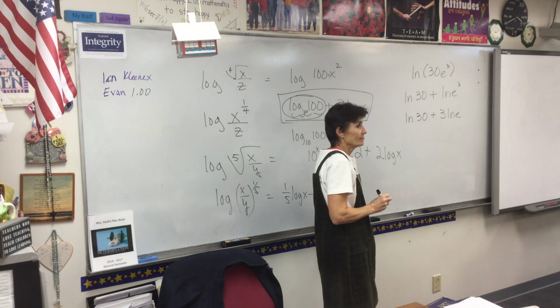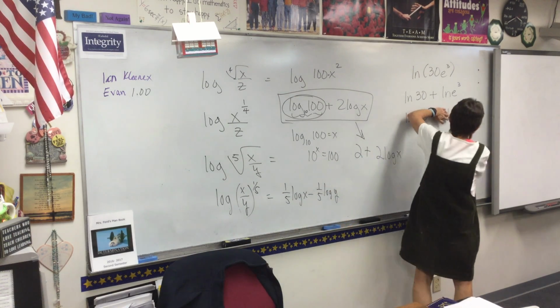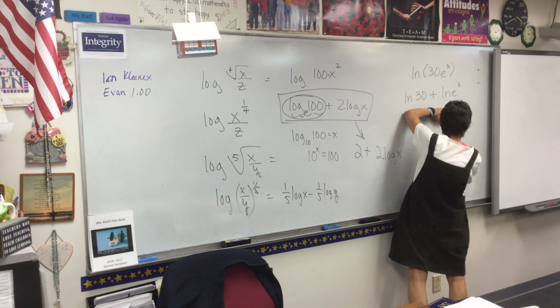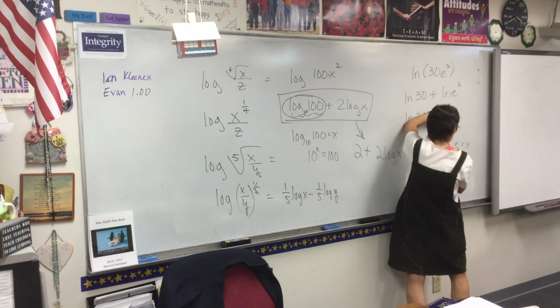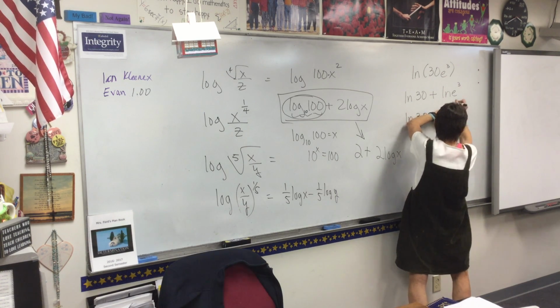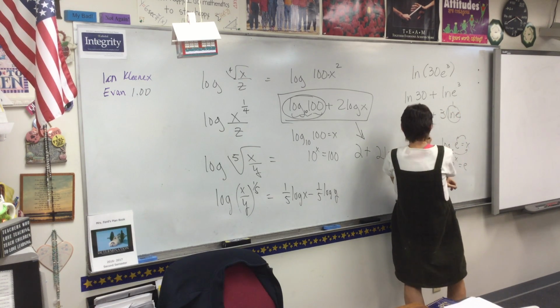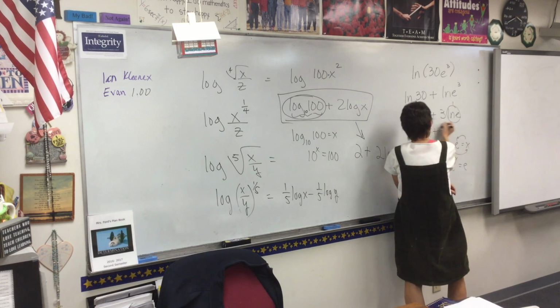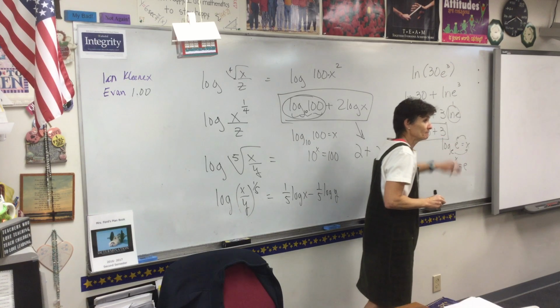Can that be done? It can. This is another tricky one. Let's look at ln e. ln means log base e. What does that equal? e to what power gives you e? 1. So this just equals 1. So that just equals 3. So ln 30 plus 3.